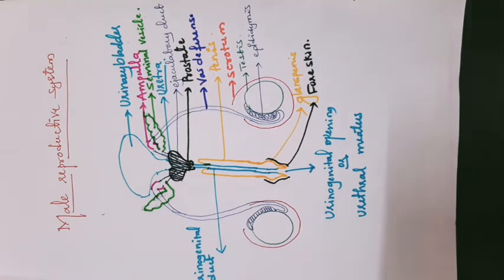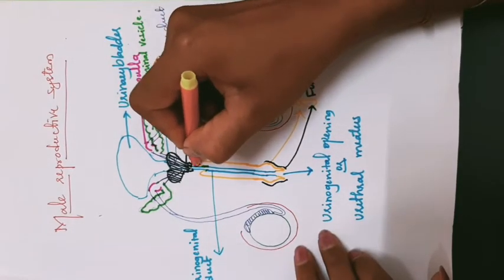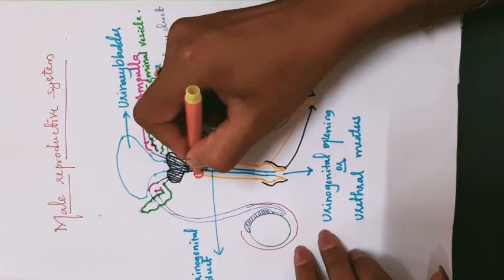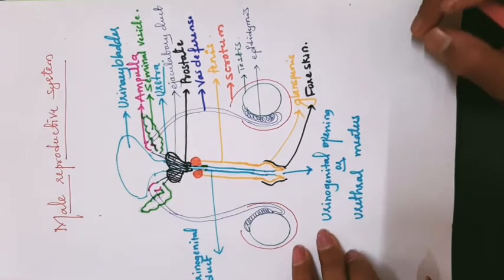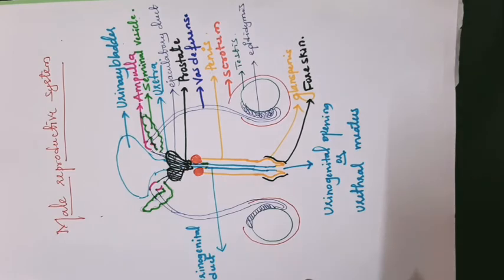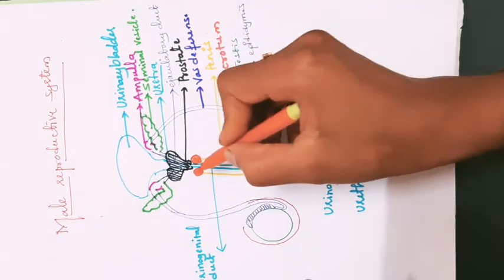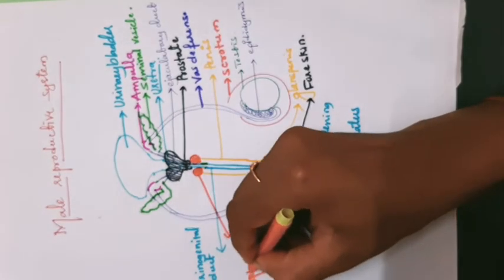Then here, small circular shaped ducts are present beneath the testes. Beneath the testes, small circular shaped structures are present. Those structures are called Cowper's glands or bulbourethral glands, small circular shaped structures. Let me label this. Those are Cowper's gland.